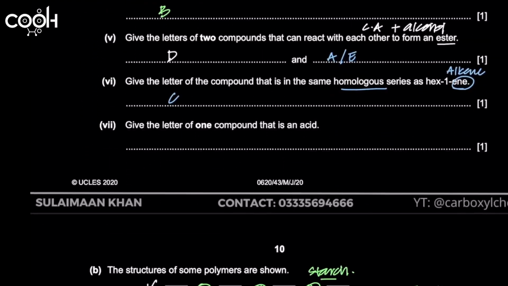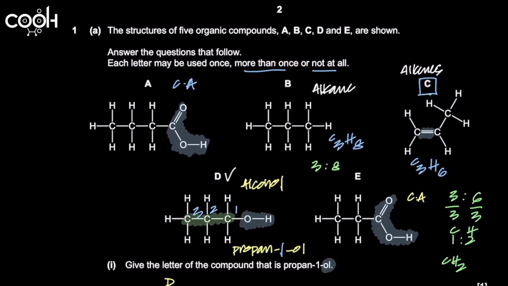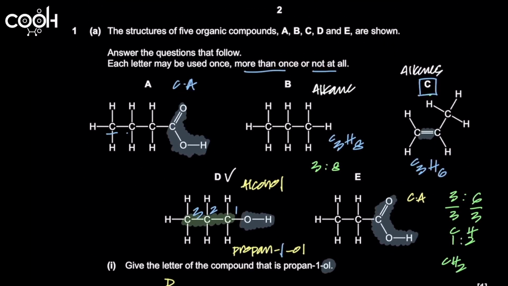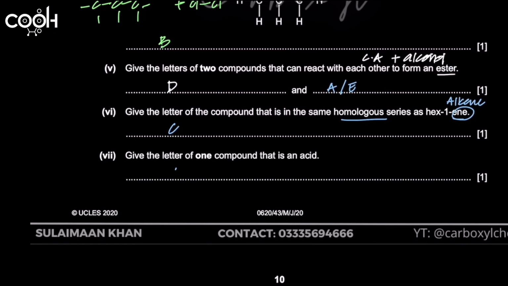Now it says, give the letter of one compound that's an acid. So you have two acids here. You have butanoic acid, but, and that's propanoic acid, meth, eth, prop. So you can either take this fellow right here, which is A, or you could take this letter right here, which is E. So A or E, either would be correct.